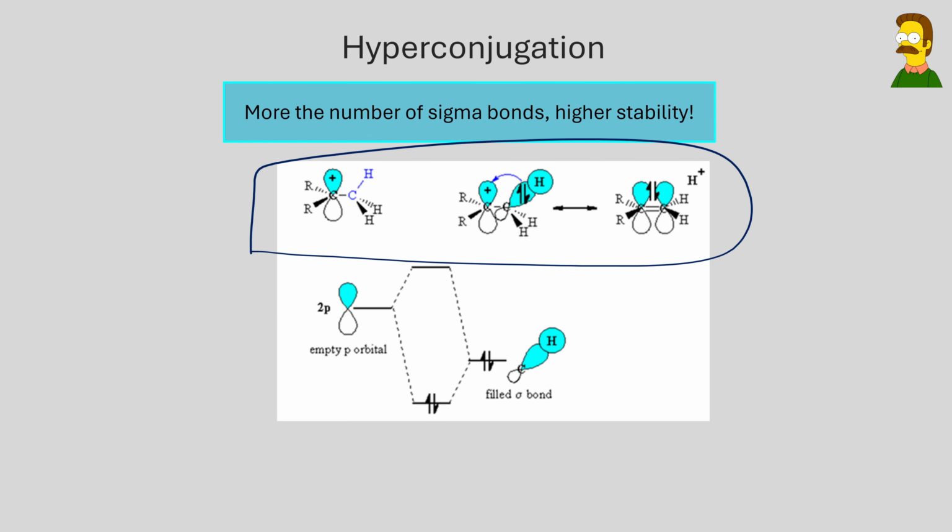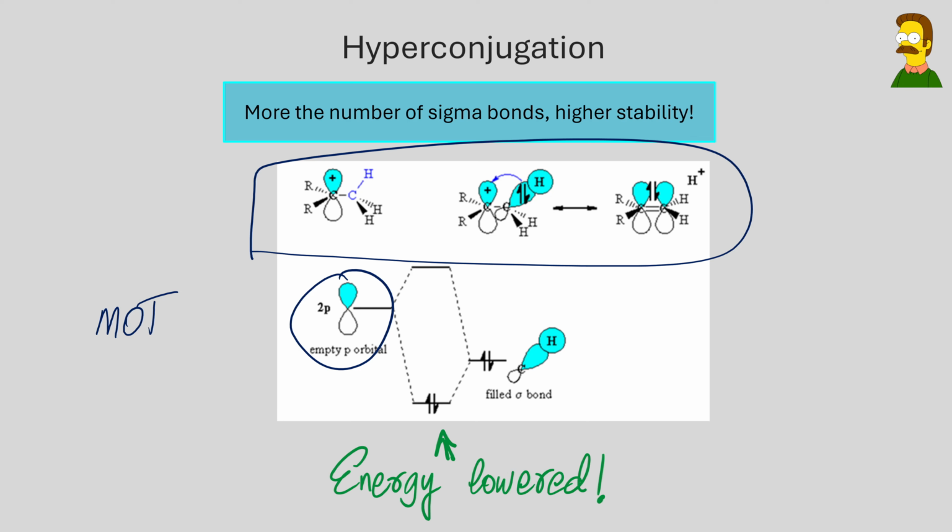These three things on top is what I drew, and this bottom part shows the MOT structure, which you don't have to worry about too much, but this is just to show you that, okay, an empty p orbital has some energy, a filled sigma bond has a lower energy, but this hyperconjugation effect lowers the energy even further. That's what makes it stable.